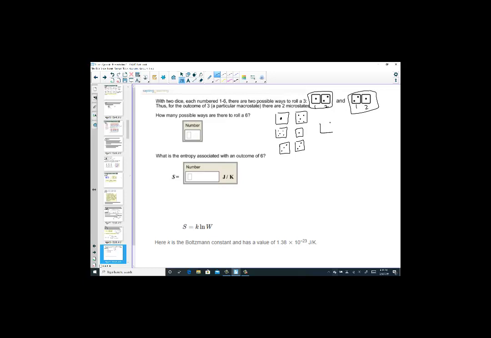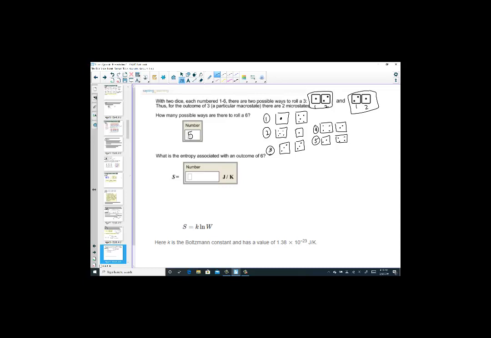How about a 4 and a 2, or a 2 and a 4. Two different microstates, two different dice. We did 1 with 5, 5 with 1, then 2 with 4 and 4 with 2, then we went to a 3. So that's it. We have 1, 2, 3, 4, 5 possible microstates. 5 possible ways you can roll a 6 with 2 dice.